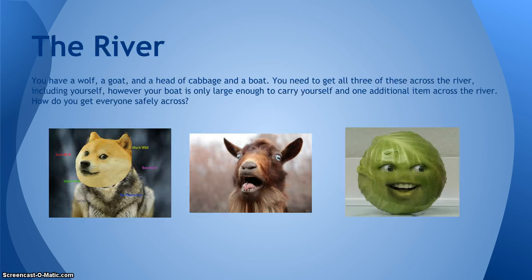So, an example of using think aloud reasoning would be using riddles and word puzzles. This is a pretty common one: you have a wolf, a goat, a head of cabbage, and a boat. You need to get all three of these across the river, including yourself. However, your boat is only large enough to carry yourself and one additional item, or animal in this case, safely across the river. How do you get everyone across?